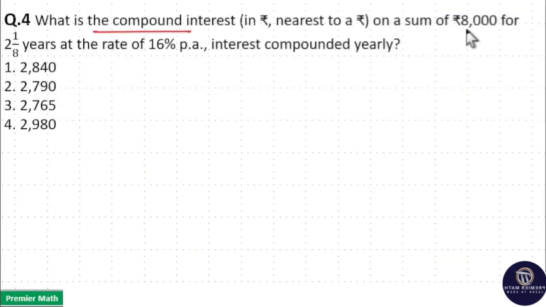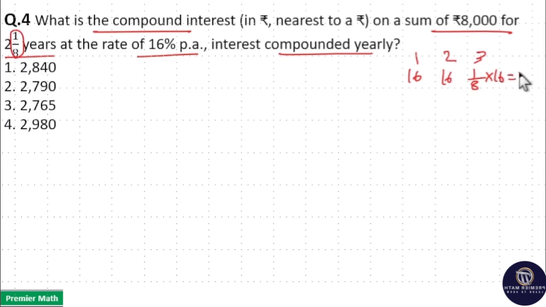What is the compound interest on a sum of rupees 8,000 for 2 and 1 by 8 years at the rate of 16% per annum, interest compounded yearly? Here, for the first year it is 16% and for the second year it is also 16%. But the third year is not a full year, that is, the third year is 1 by 8 years. So 1 by 8 into 16 is 2%, the interest rate for the third year.